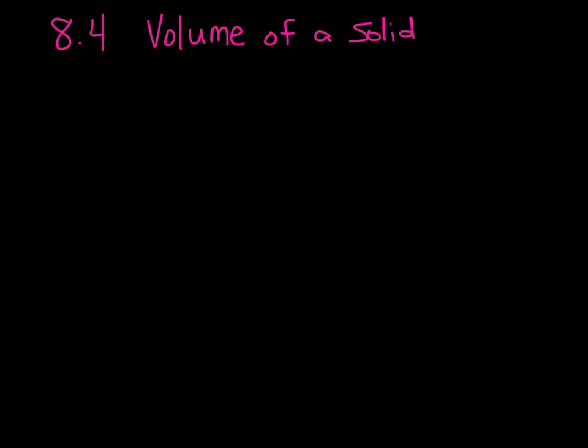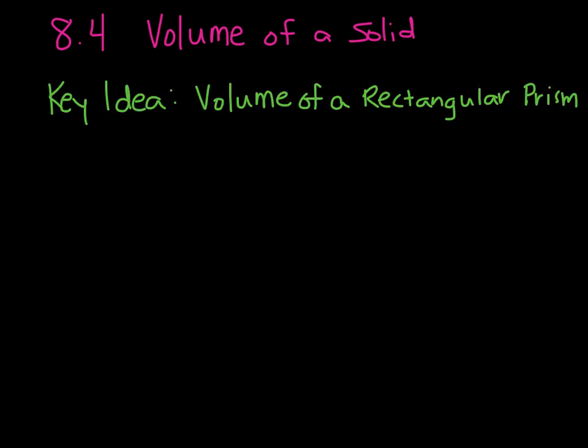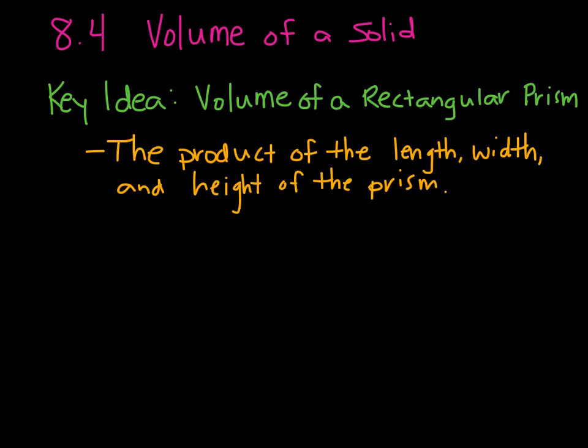8.4, volume of a solid. Alright, the key idea is the volume of a rectangular prism is the product of the length, width, and height of the prism. That would be your volume. So it would look like this. It would look like volume equals length times width times height.